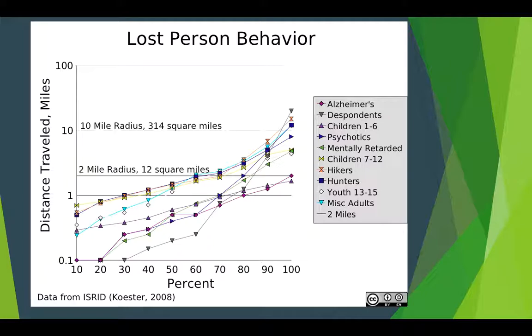Note also that in terms of probabilities, 70% of people were found within a 2-mile radius. Now, this is still 12 square miles of search area, but it's better than trying to do a 10-mile radius or 314 square miles of search area. So the likelihood of detection within that specific radius changes depending on who you are looking for.